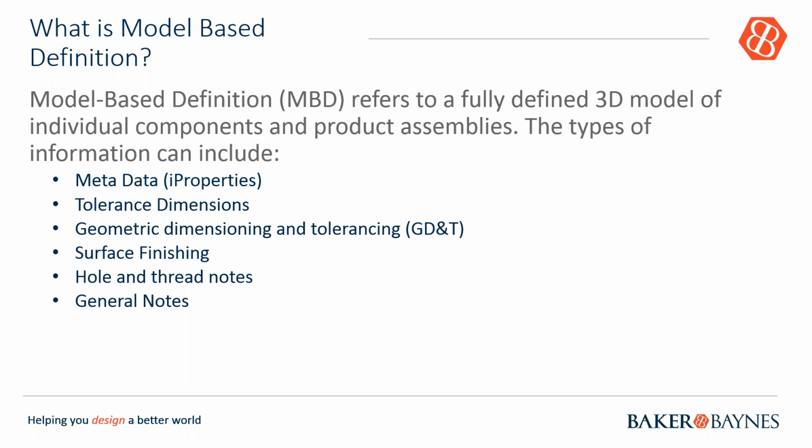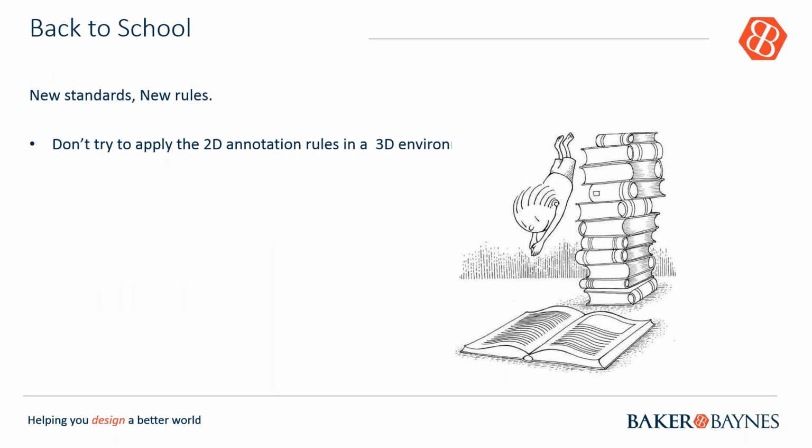We've touched on this previously, but just to recap, model-based definition refers to a fully defined 3D model of individual components and product assemblies. The types of information that you could add into it include, of course, the metadata, which is the iProperties, tolerancing dimensions, the GD&T, surface finishing, the hole and thread, and also general notes. So what it comprises is very similar to what we normally do in a drawing environment. However, in this scenario, it's actually more equipped for use in the 3D model itself, and that data is used downstream.